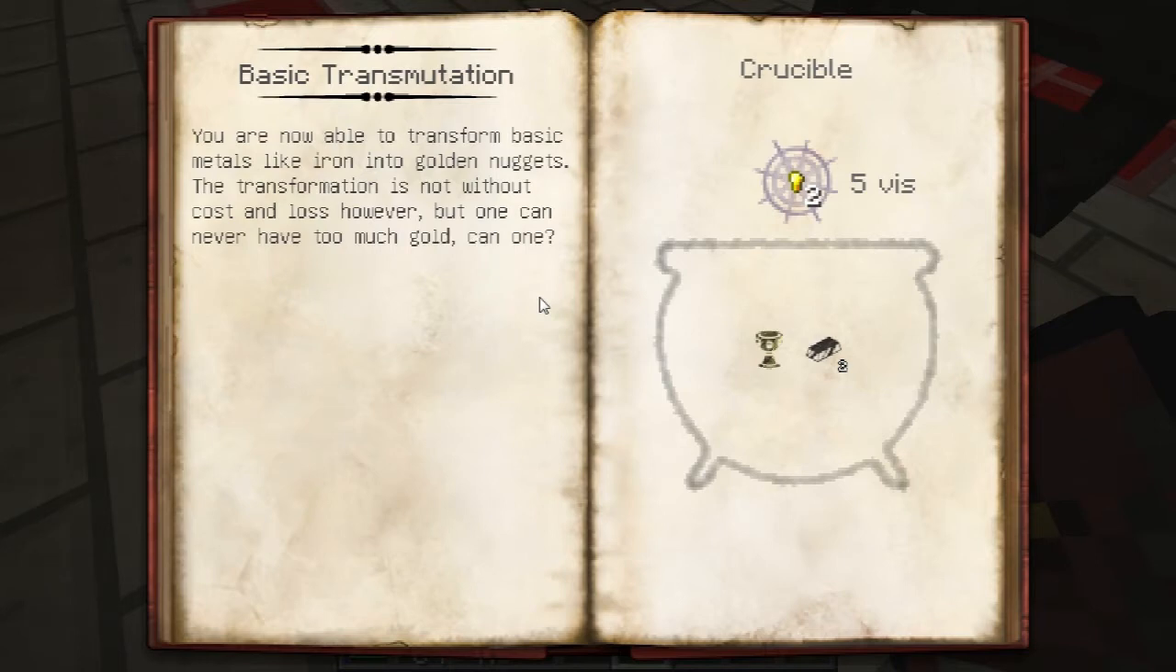You are now able to transform basic metals like iron into gold nuggets. The transformation is not without cost and loss, however, but one can never have too much gold, can one?